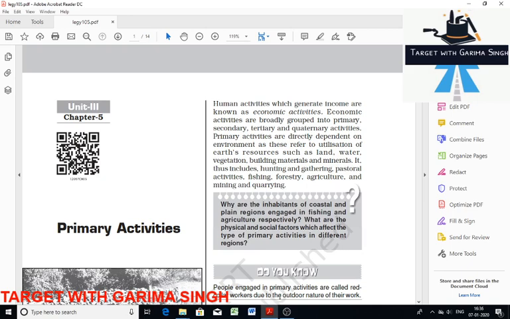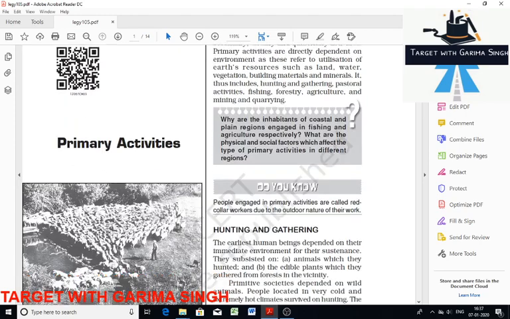Primary activities basically depend on the earth, depend upon the environment, as these refer to utilization of earth resources such as land, water, vegetation, minerals, etc. Examples of primary activities are hunting, gathering, pastoral activities, fishing, forestry, agriculture, mining, and quarrying. So we will discuss each activity one by one.